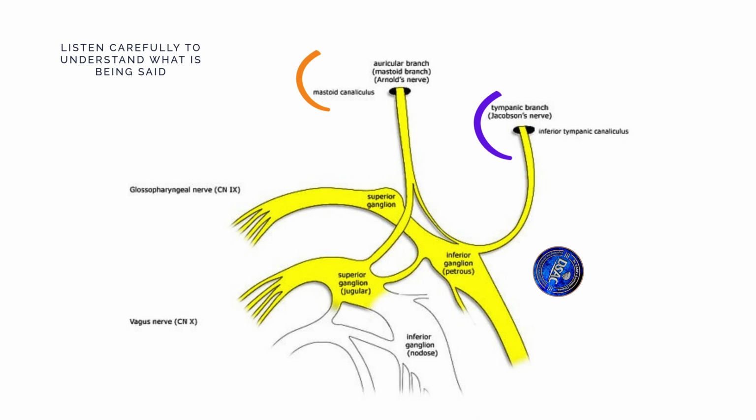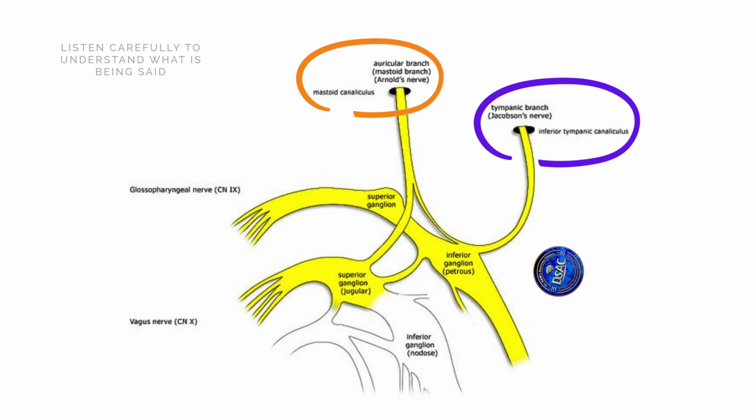Jacobson's nerve. So these are some named nerves, you need to remember them. Jacobson's nerve is the tympanic branch of glossopharyngeal nerve. Alderman's nerve or Arnold's nerve is the auricular branch of vagus. Both of them are entering to their destinations from this jugular foramen.